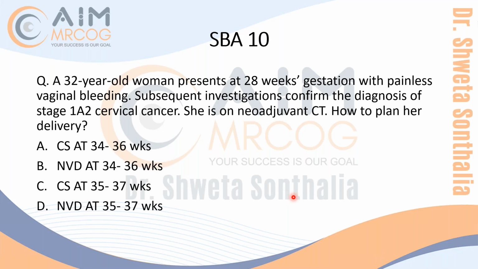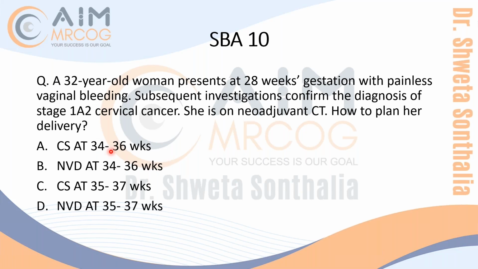Very good, my dear. It depends upon how clear your thoughts are, and how clearly you can identify the answer. So very rightly you said you will go for CS at 34 to 36 weeks, because 34 to 36 is the time recommended for delivery. And because it is not 1A1 without lymphovascular invasion, there is no point of NVD, so only CS. So CS at 34 to 36 weeks is the right answer.